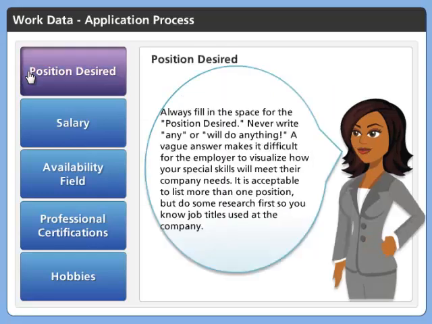Always fill in the space for the position desired. Never write any or will do anything. A vague answer makes it difficult for the employer to visualize how your special skills will meet their company needs. It is acceptable to list more than one position, but do some research first so you know job titles used at the company.